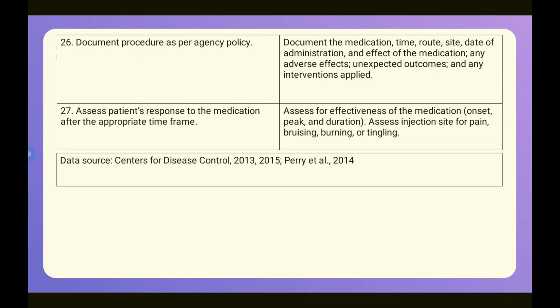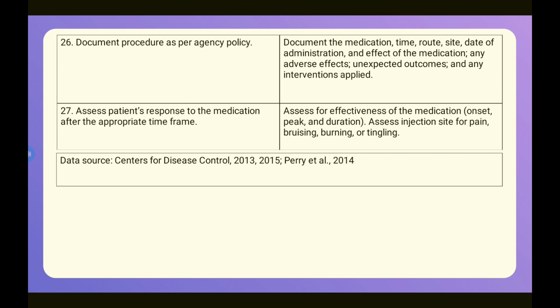Number 26. Document the procedure as per agency policy. Document the medication, time, route, site, date of administration, and the effects of the medication, and any adverse effects, any unexpected outcomes, and any interventions applied.